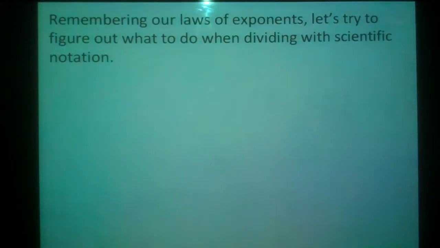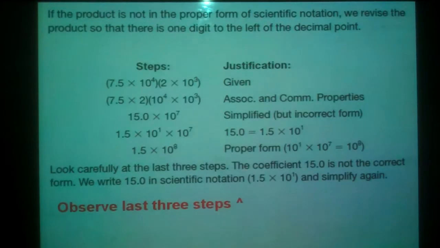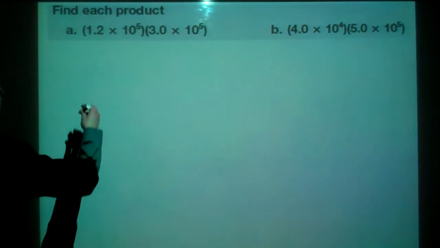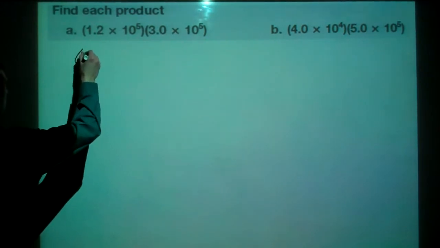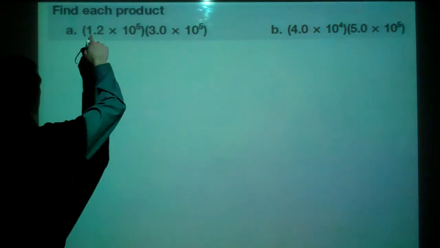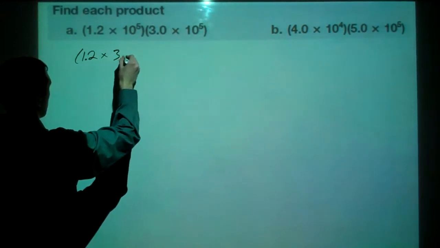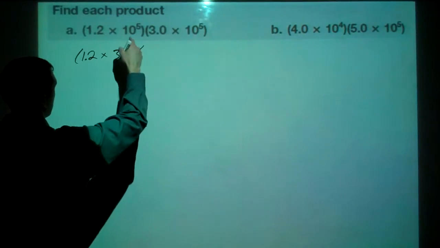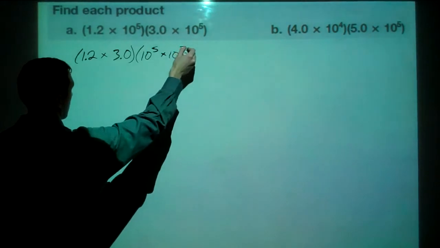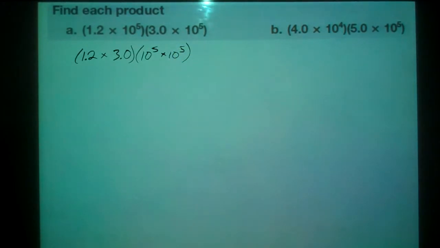Okay. Find each product. 1.2 times 10 to the 5th times 3.0 times 10 to the 5th. So 1.2, we want to get our numbers together first, coefficients, 1.2 times 3.0, and then multiply that by 10 to the 5th times 10 to the 5th. Okay, so 1.2 times 3.0, I want to do that first.